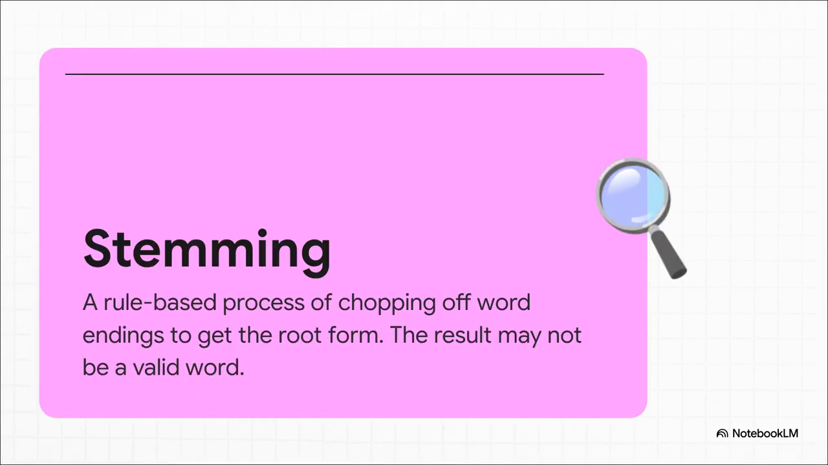One way to do this is called stemming. Now, this is a pretty crude but very fast approach. It basically just uses a set of rules to chop off the ends of words. It has no idea about language or grammar, it's just a simple algorithm. And because of that, the result, the stem, might not even be a real word you'd find in a dictionary.